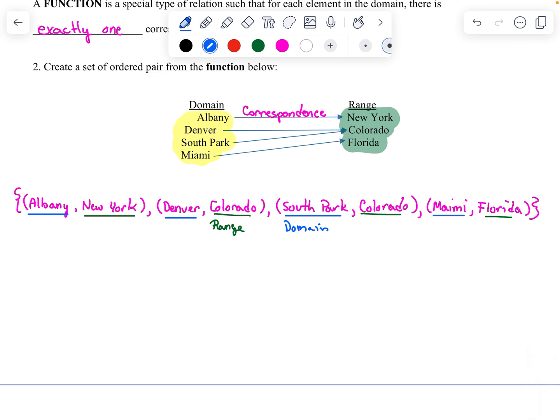In the second example, notice that each city only corresponds to one state. And that's what makes this relation a function.